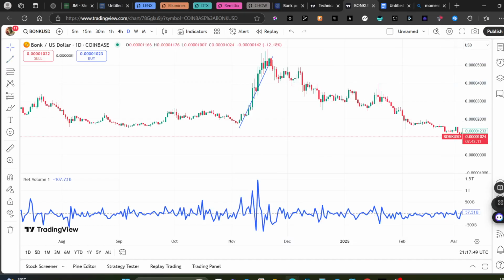So how can you use the net volume indicator to improve your trading?